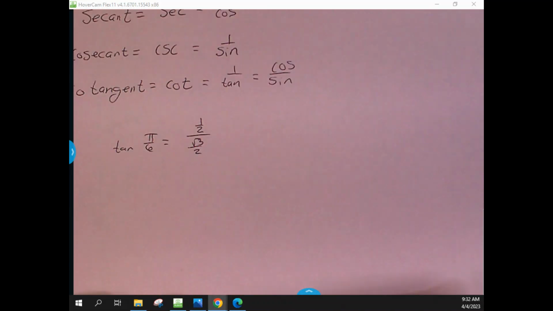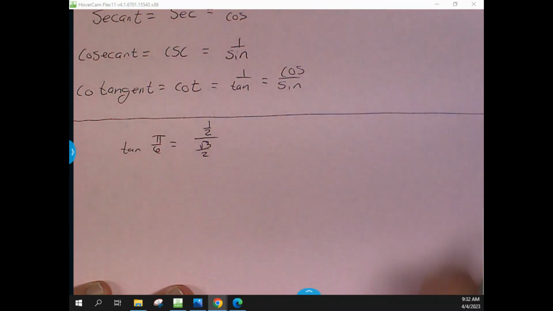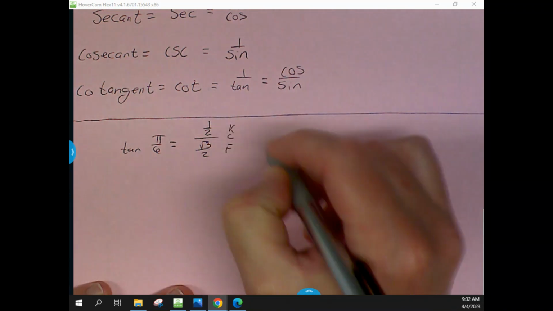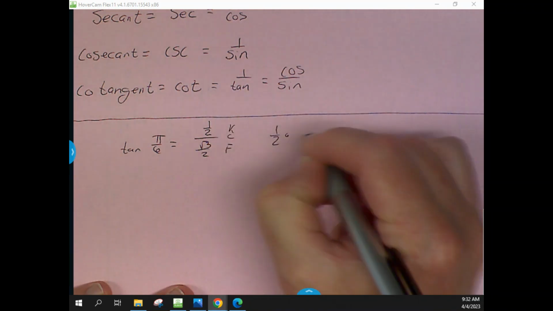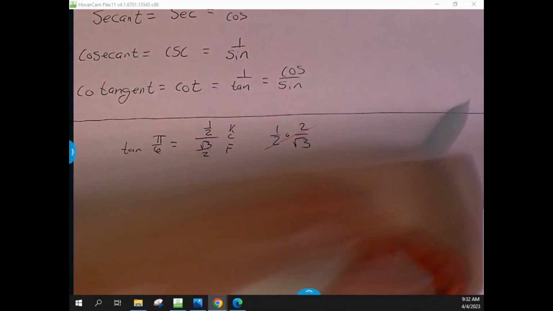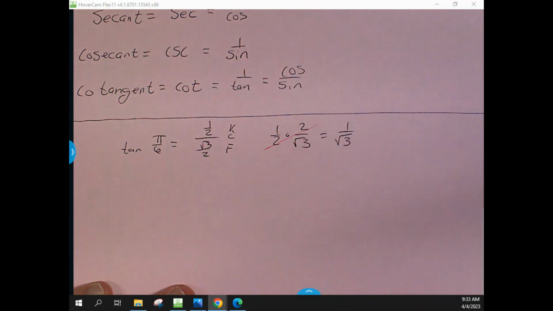All right, so we've got tangent of pi over 6 is 1/2 over square root of 3 over 2. If we keep, change, flip here, we've got 1/2 times 2 over the square root of 3. And same thing again, the 2's cancel, correct? And you're left with 1 over the square root of 3.